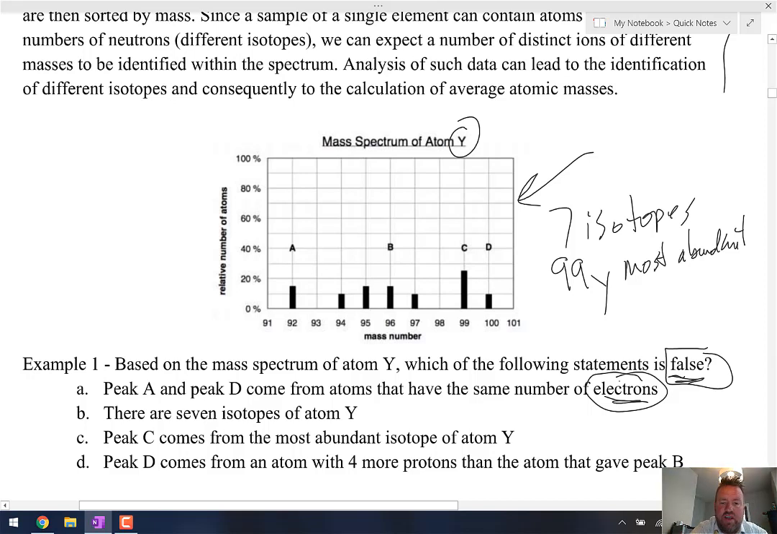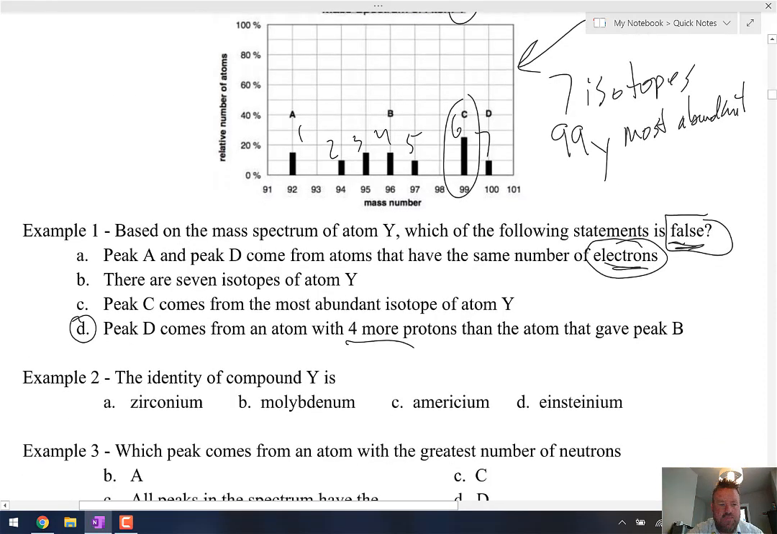Letter B, there are 7 isotopes of atom Y. 1, 2, 3, 4, 5, 6, 7. That is true. Letter C says peak C comes from the most abundant isotope of atom Y. Whichever one's the tallest, that is the most abundant isotope. Absolutely, that is the tallest one. That is true. And then letter D says peak D comes from an atom with 4 more protons. Again, protons don't change. That is the correct false answer.